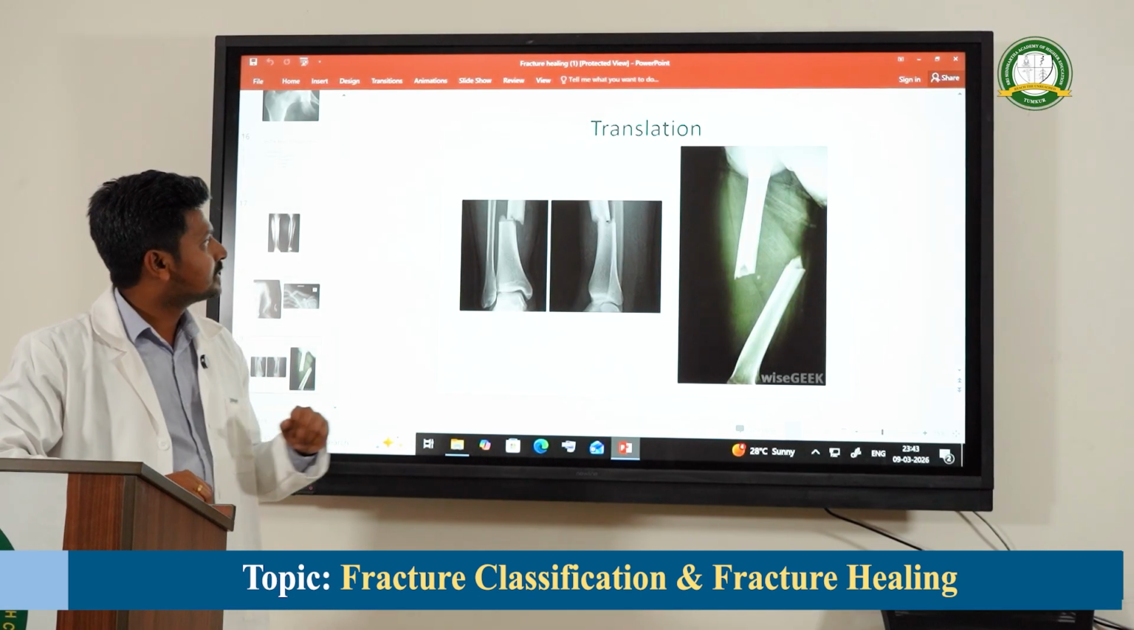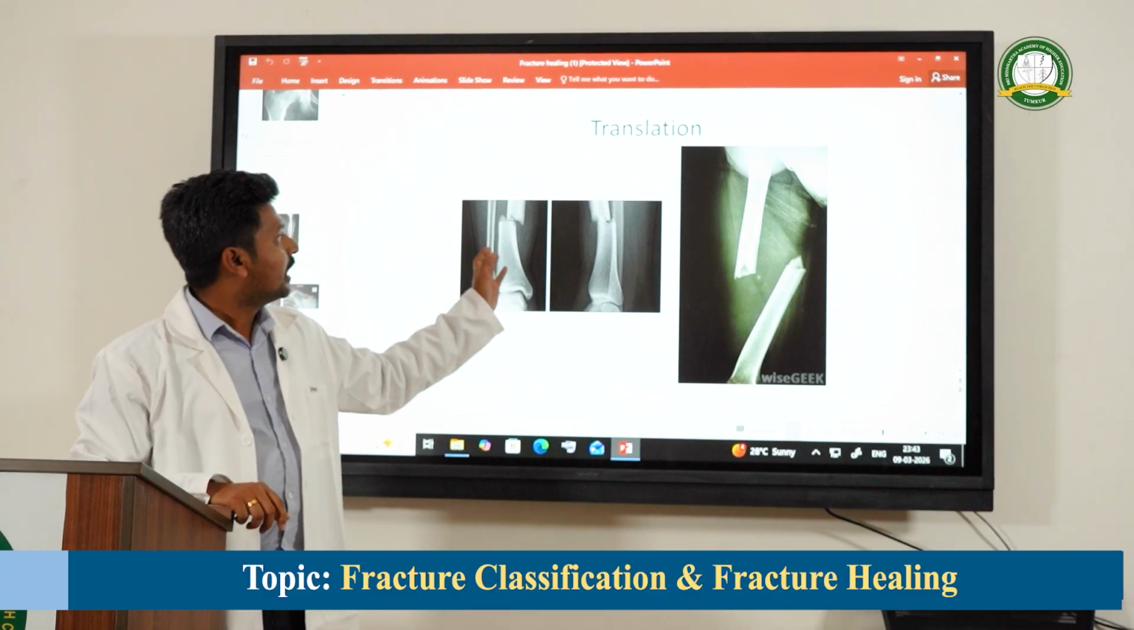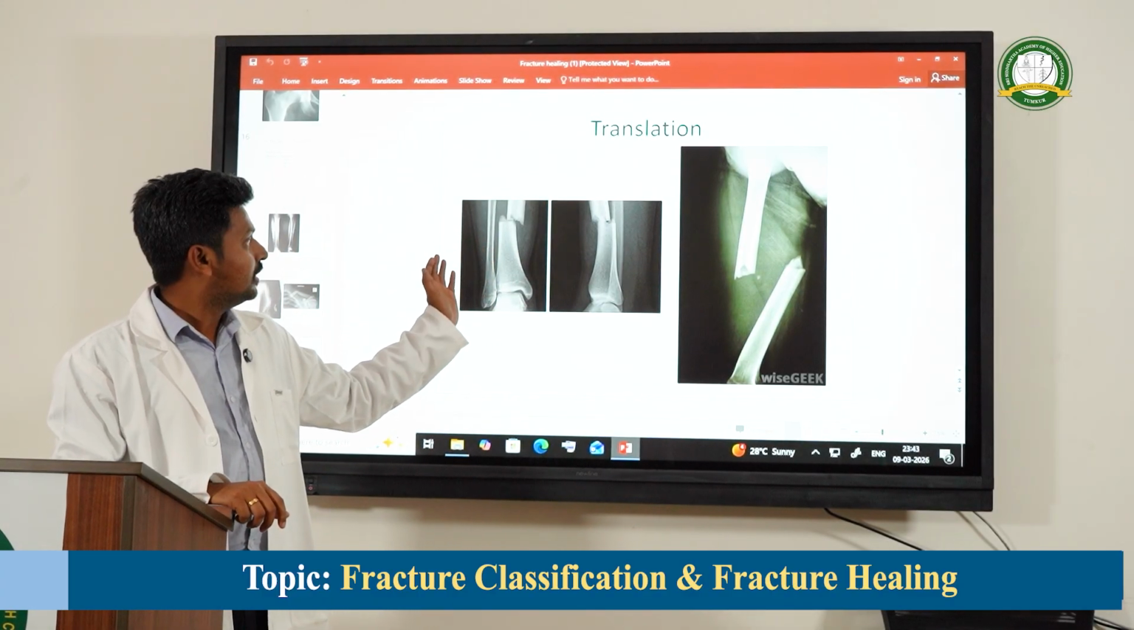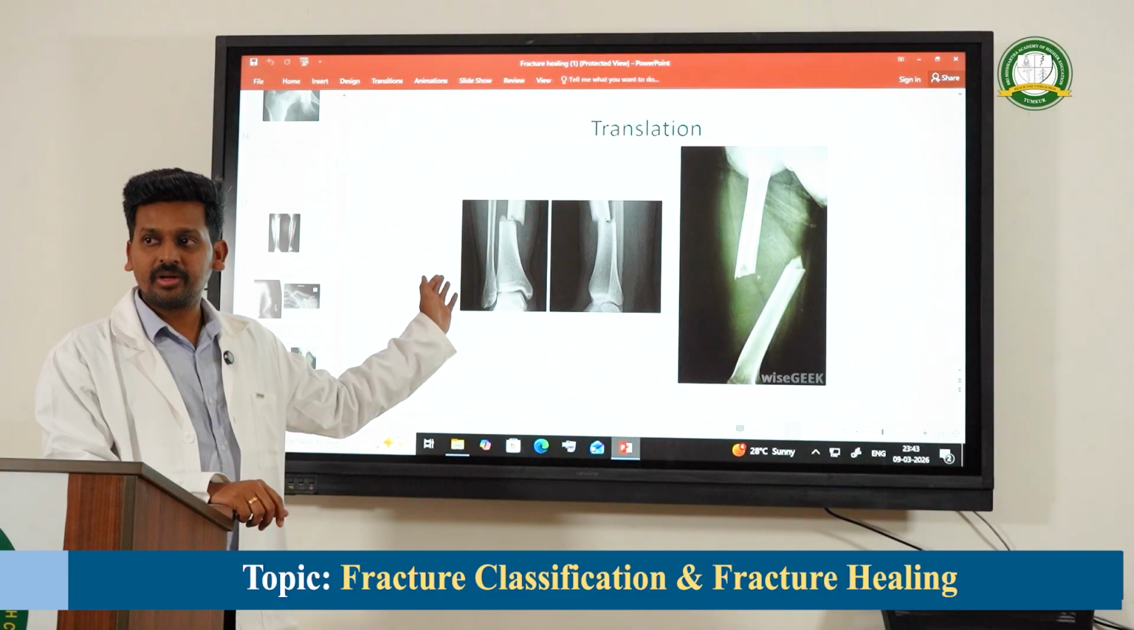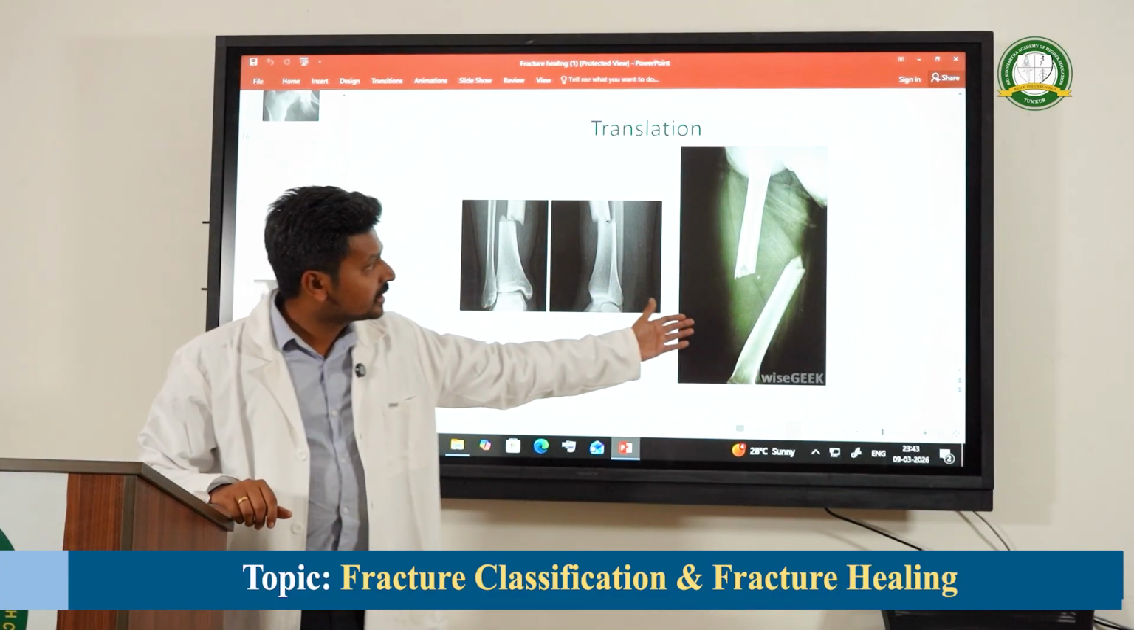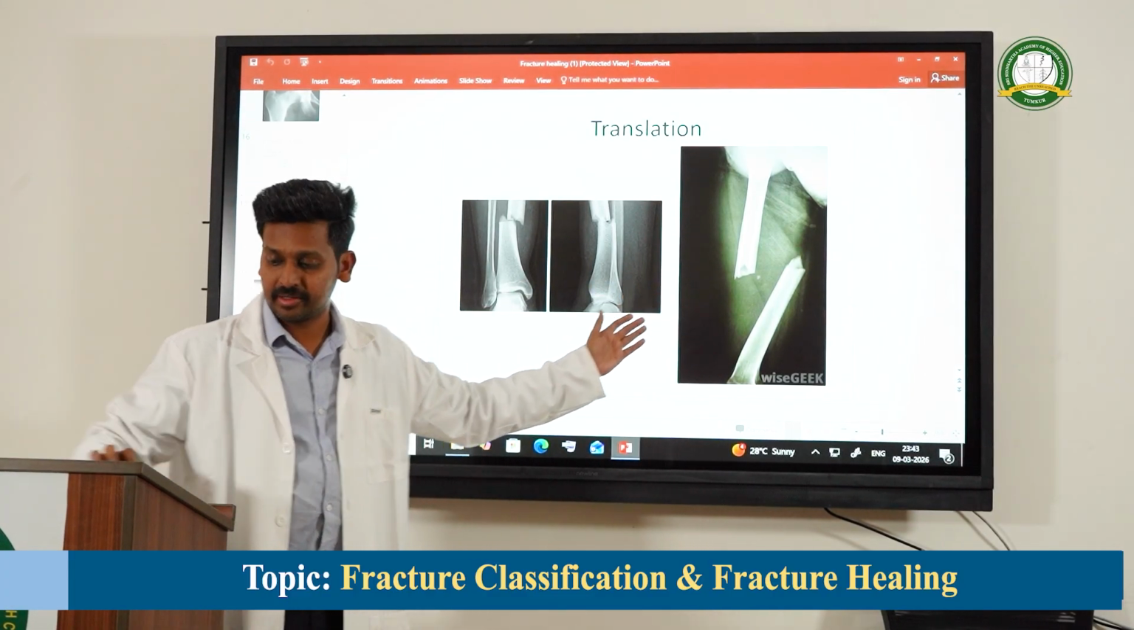So based on translation, here we can see there is translation in the sagittal as well as in the coronal plane, and this is a completely displaced shaft of femur fracture.